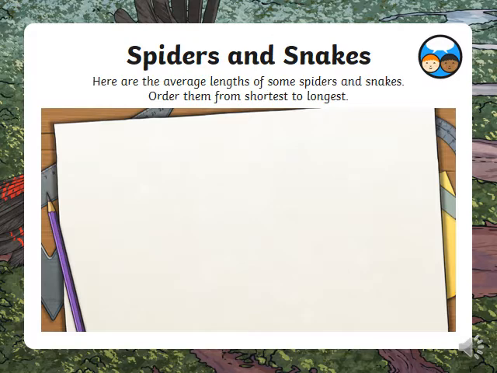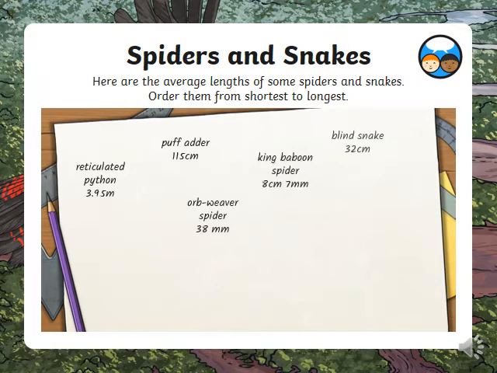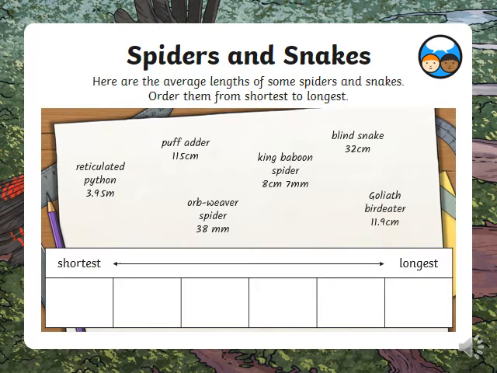For our last activity here are the average lengths of some spiders and snakes. And they've got measurements here now. So we can see we've got some in centimeters, we've got some in millimeters, some in meters as well. Can you order these spiders and snakes from shortest to longest? Pause the video and have a go.